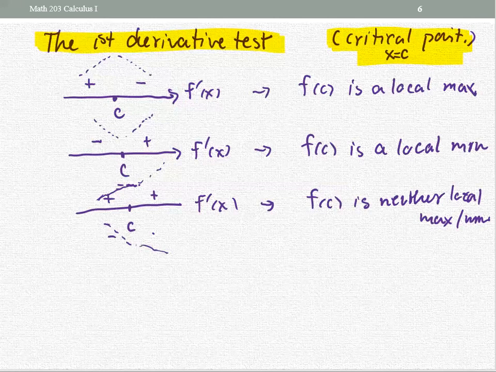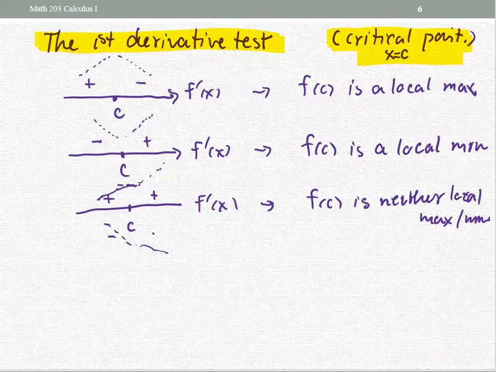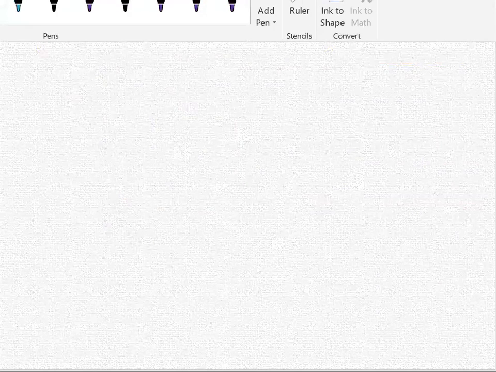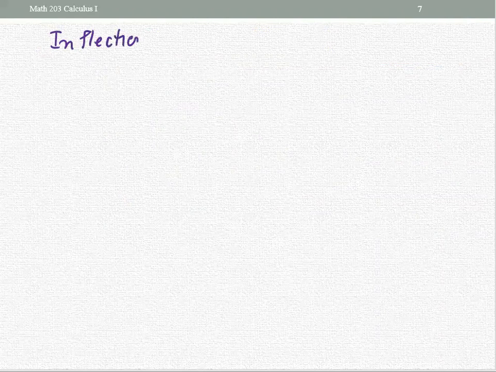All right, and then for the case where we find the inflection points and concave up and concave down. So next up, the inflection point and concave up and down. Okay, the definition of concave up and concave down.